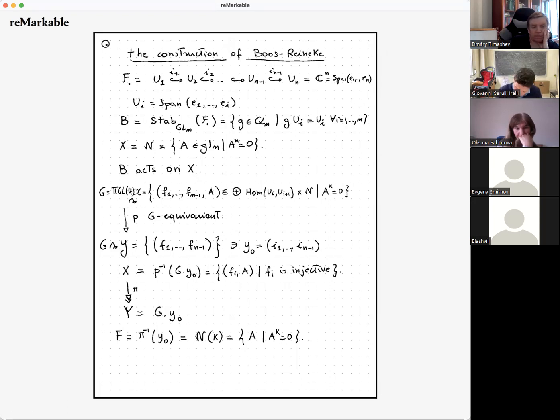Okay, and the stabilizer of the point Y0 for the group G is naturally isomorphic to the Borel group. And here the isomorphism is simply: take g here and then send g to U.